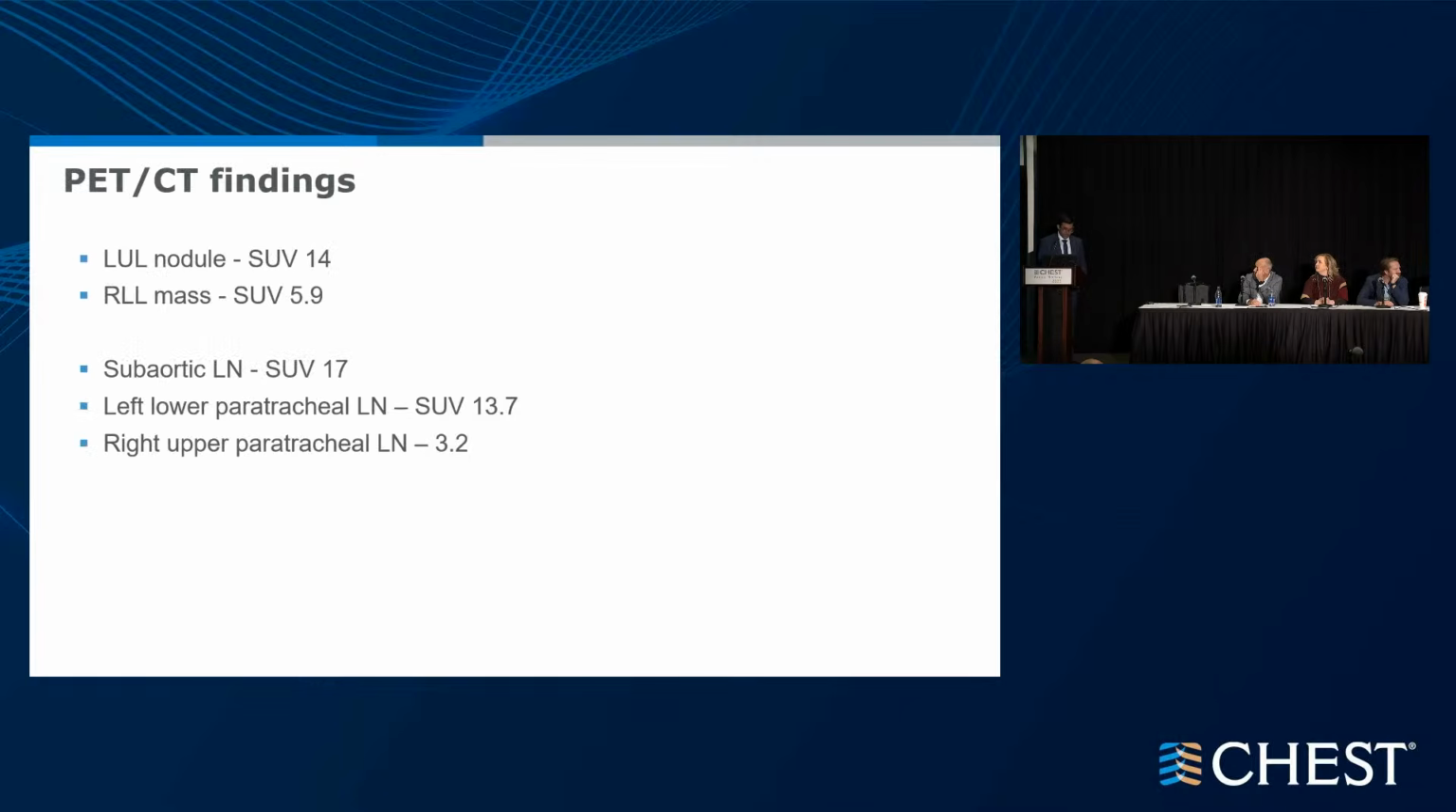So PET CT findings. The left upper lobe nodule in question was an SUV of 14. The right lower lobe mass was 5.9. Subaortic lymph node at 17. Left paratracheal, lower paratracheal was 13.7, and right upper paratracheal 3.2. So there is some evidence the hotter the node on PET, the more likely it is to spread to the mediastinum and elsewhere, so obviously a concerning PET scan.